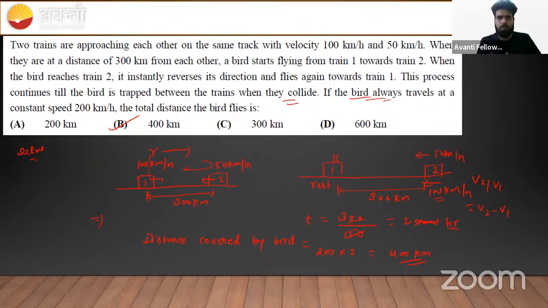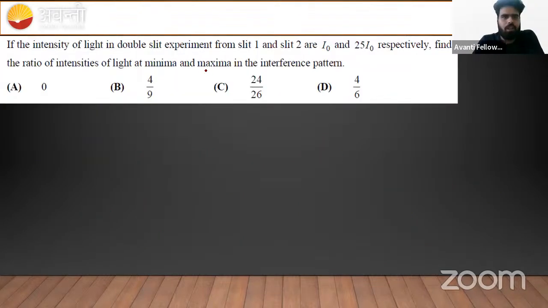In the first phase, we have to find out the time when the two bodies collide. For that, we have to use the concept of relative velocity. Once we get the time, the distance covered by the bird is simply that time multiplied by the speed of the bird. Okay, let's move to the next question.